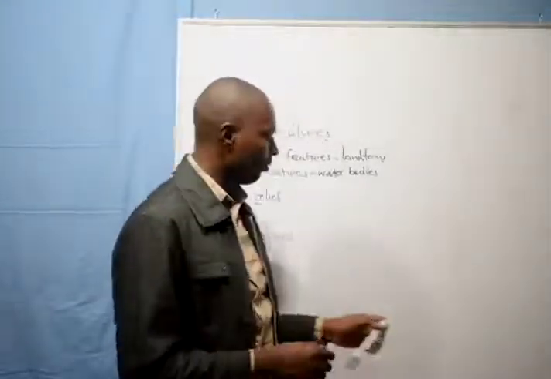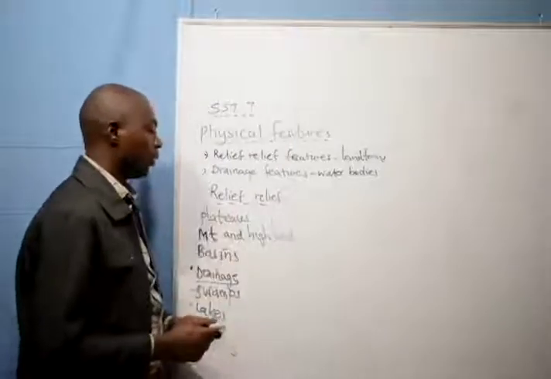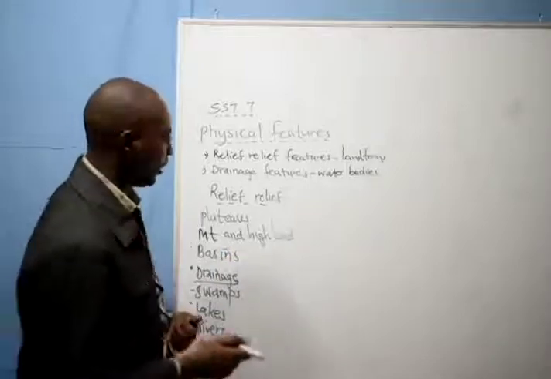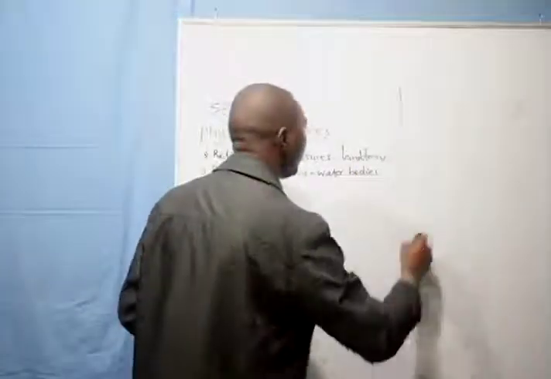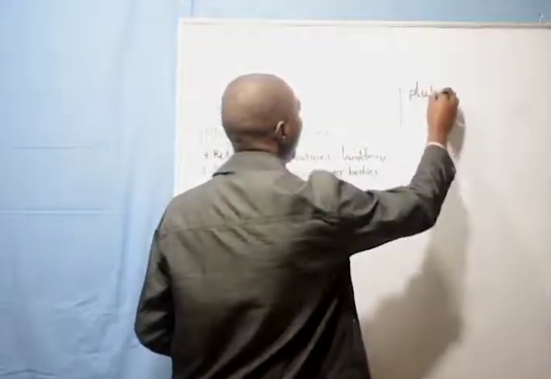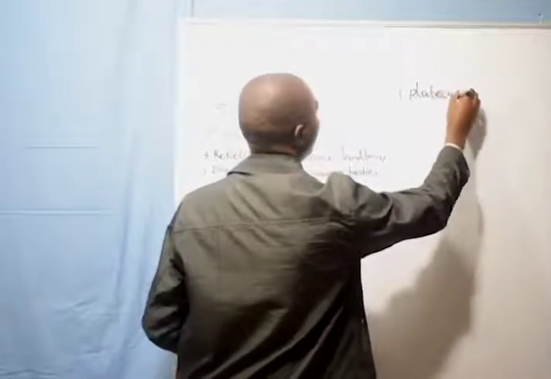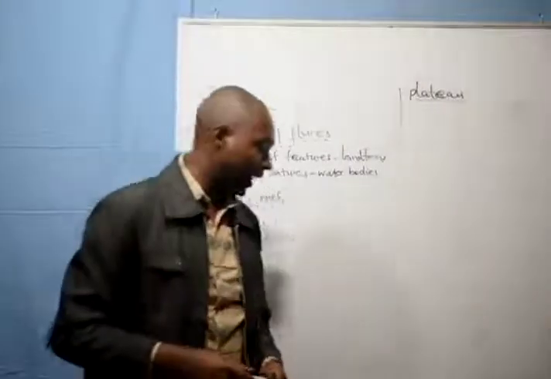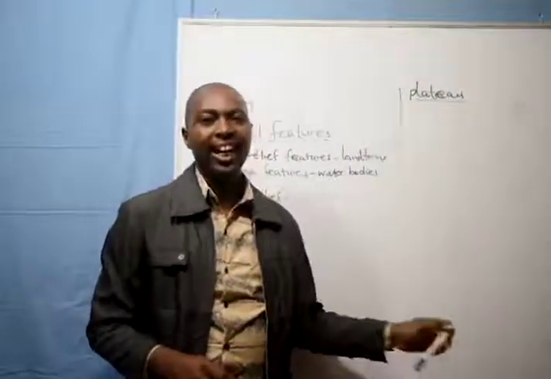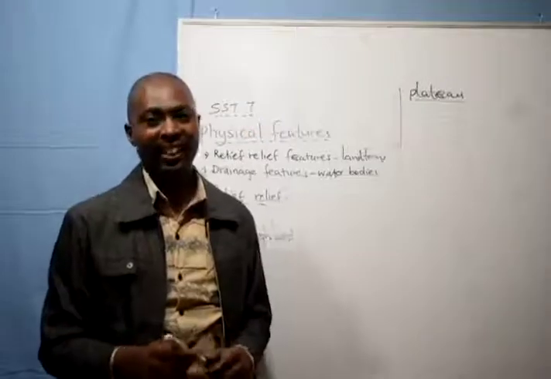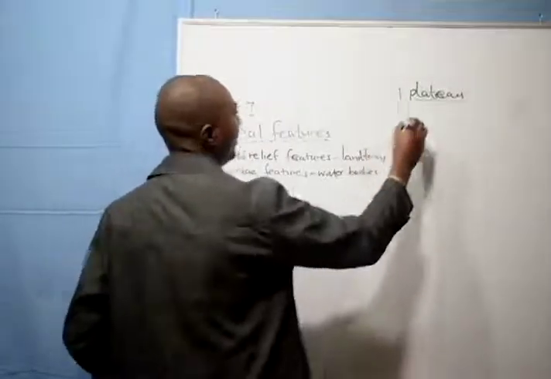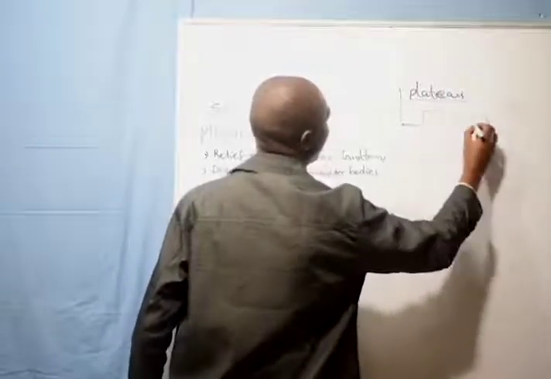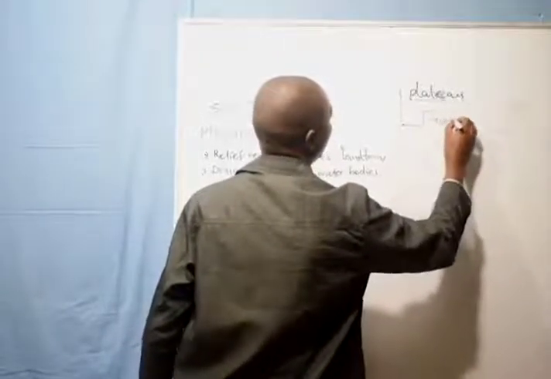Now, we take the topic through just examples, then after this we look at the formation. We have the plateaus. What is a plateau? And how do plateaus look? A plateau is simply a flat and raised land. This is what I mean. Others will call it a table land.